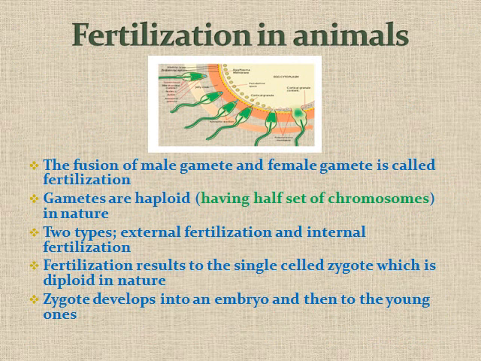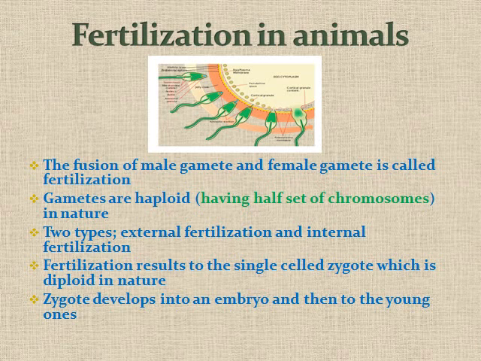So after the short introduction of sexual reproduction, here we will be discussing fertilization in animals. You can see the first point here, the definition of fertilization, and it is common to all organisms: the fusion of the male gamete and female gamete is called fertilization. The gametes that are produced by both plants and animals are first of all haploid in nature. Here haploid means having a half set of chromosomes.